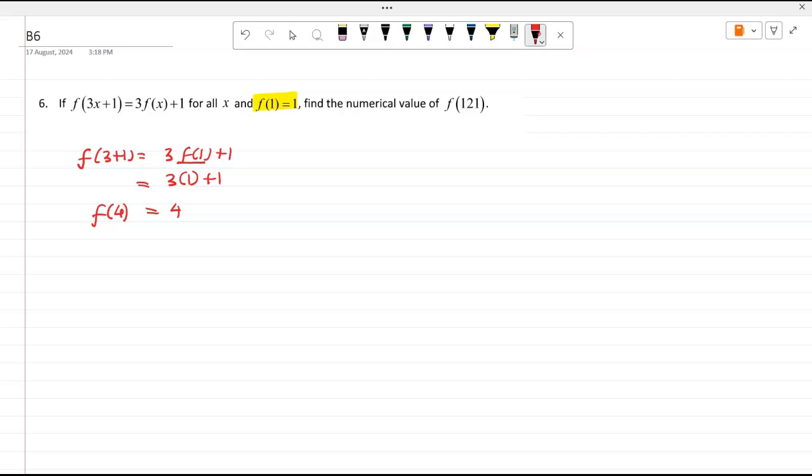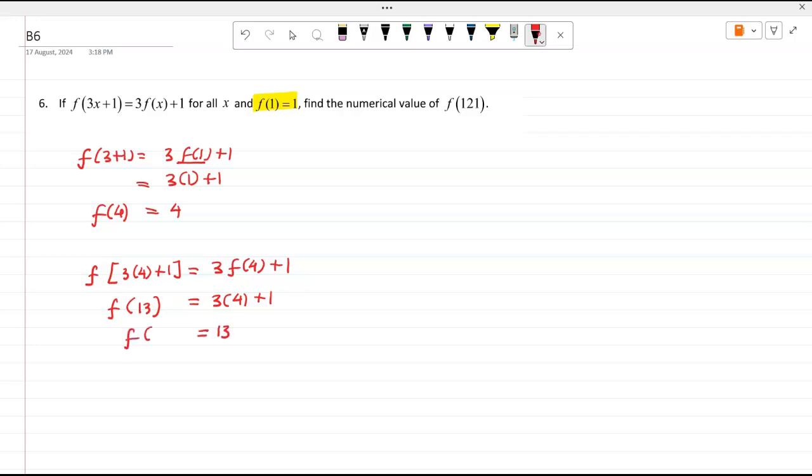Now if you put in f(4), so if you put in your x as 4, then f(3 into 4 plus 1) is equal to 3 times f(4) plus 1, correct? So 3 into 4, f(4) is 4, plus 1. So 4 3s are 12, plus 1 is 13. And this is also 13? Yeah, so both are equal.